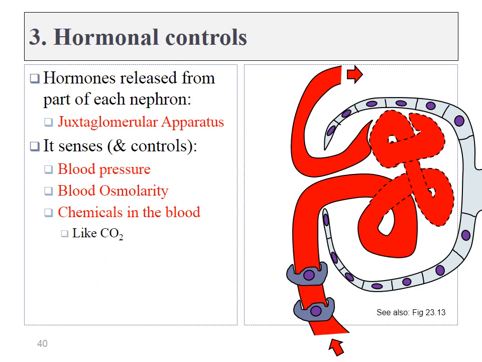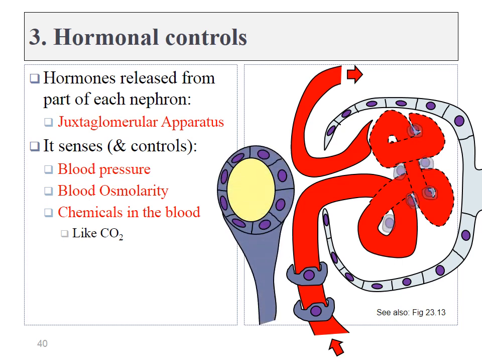Lastly is hormonal regulation. Blood flow to the glomerulus, and hence GFR, is also regulated by the hormones renin and angiotensin. And these hormones are produced in response to a number of humoral stimuluses. Humoral, of course, means in our body fluids. So the kidneys can detect blood pressure, blood osmolarity, and specific chemicals in the blood like carbon dioxide. These chemicals can then trigger the release of hormones from a structure called the juxtaglomerular apparatus.